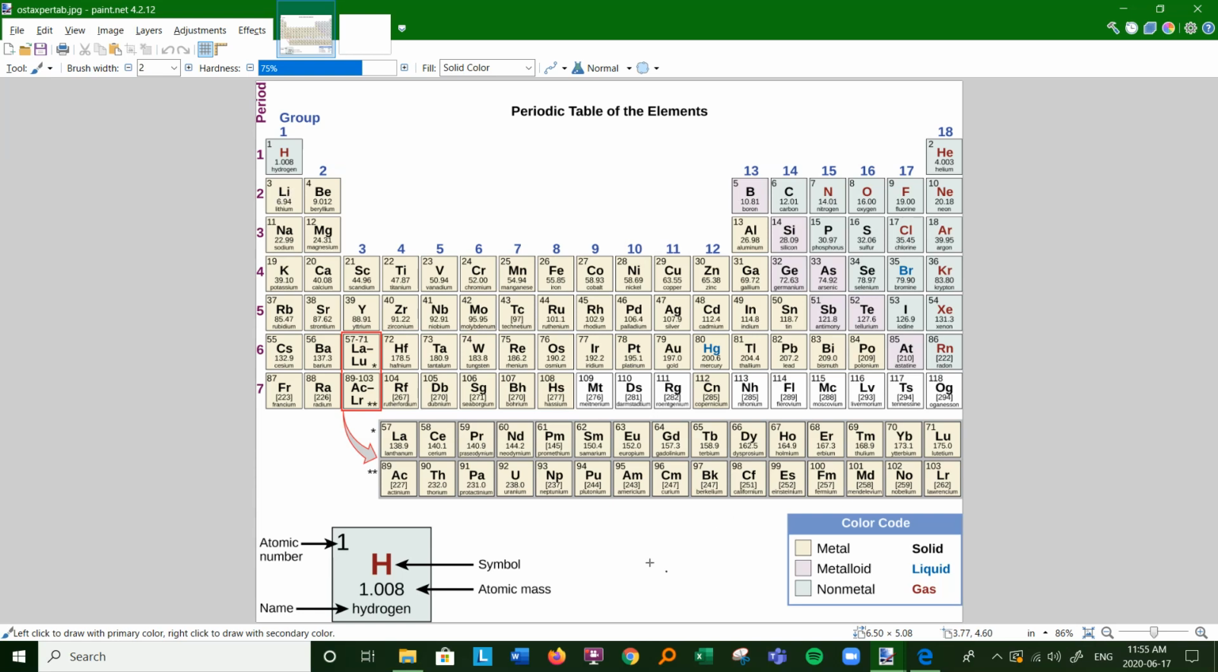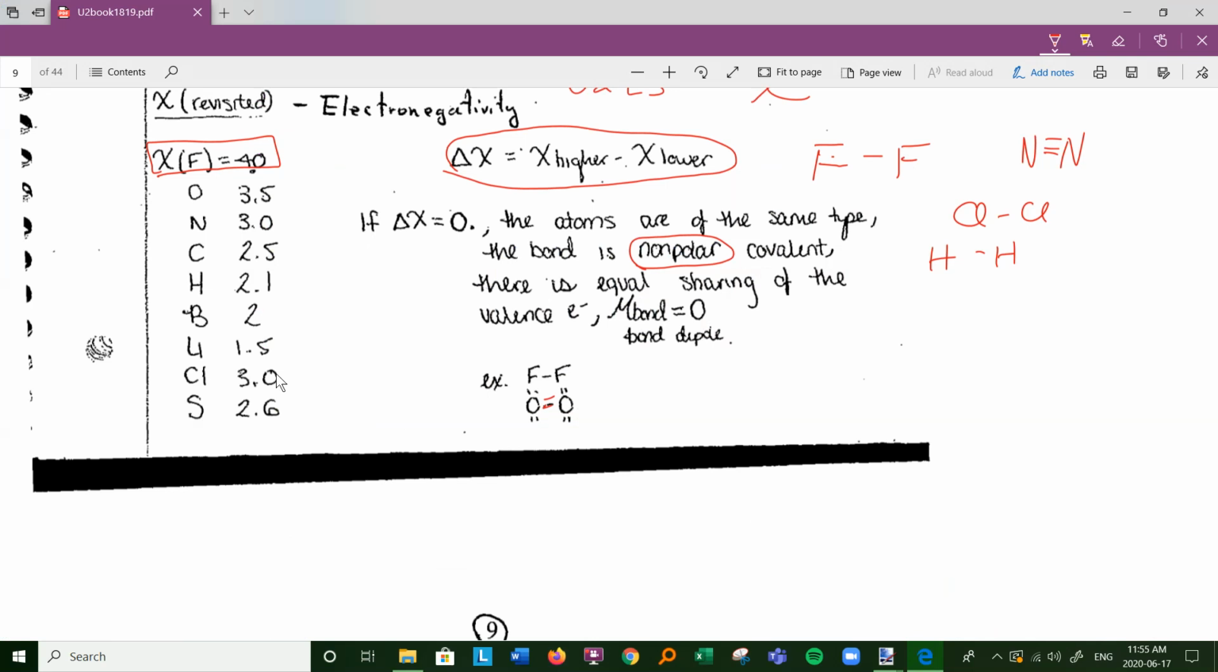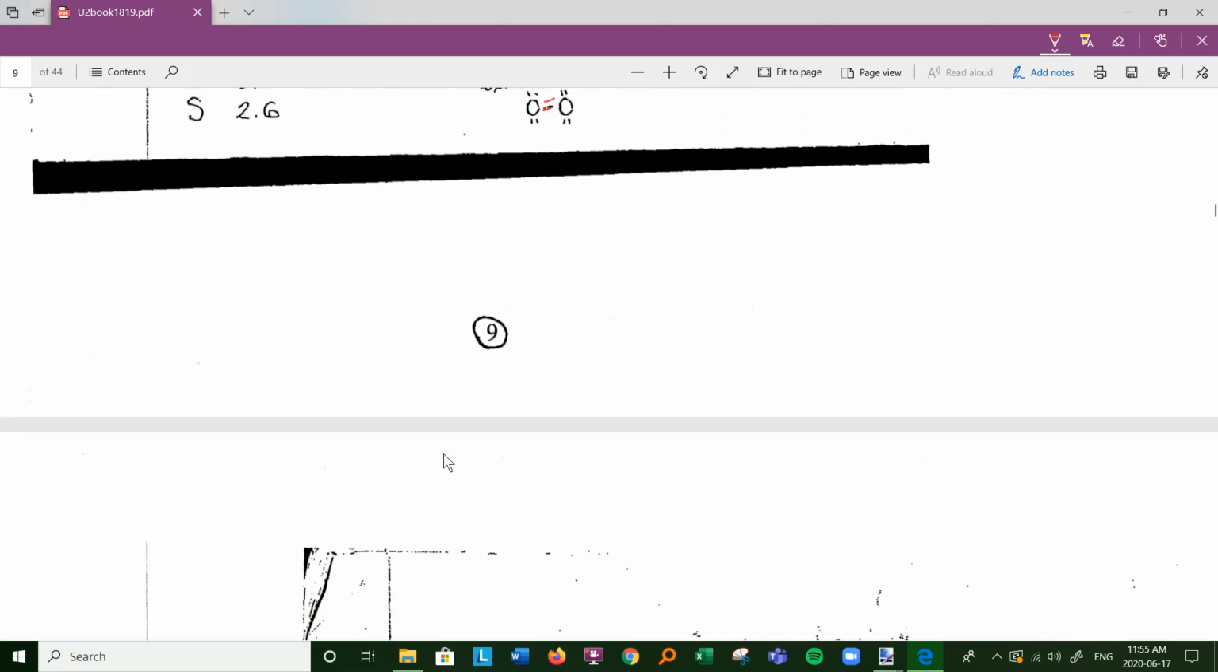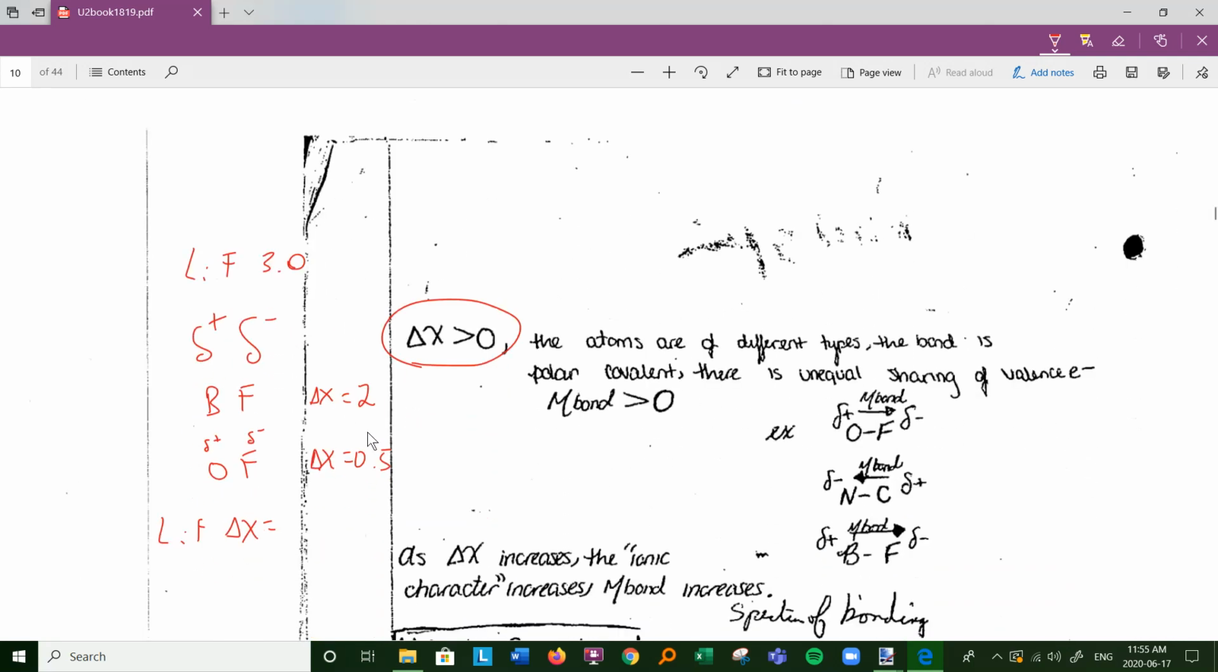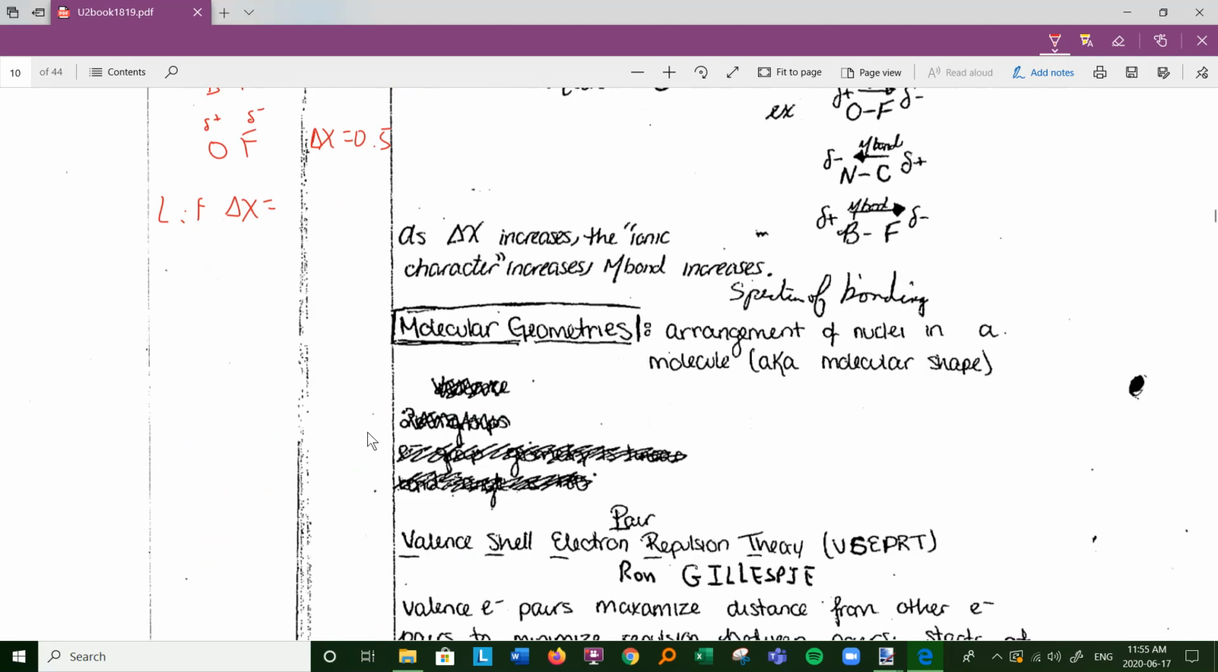Okay, so let me go back to my notes. Again, you'd be given these values. So the value is going to be 3. LiF will be 3. Okay, so that really is an ionic bond. So you'll have some practice on that.